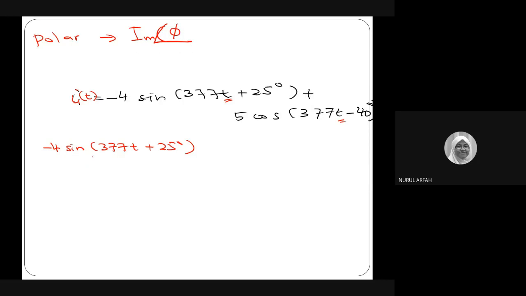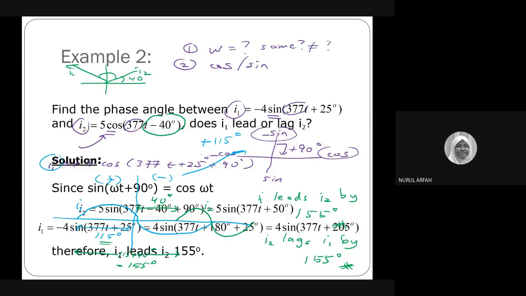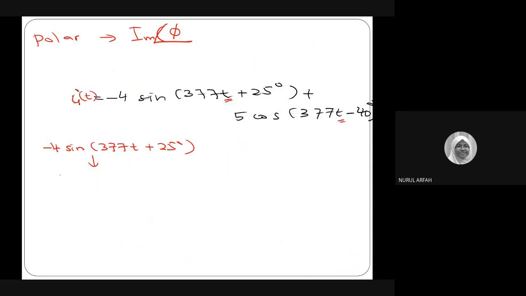And you know that this part needs to be converted into cosine form, right? So the previous one you had is this one, plus 4 cosine(377t + 115 degrees), because you already simplified it into cosine form, because you want to solve both, right? So it's supposed to be both in cosine.